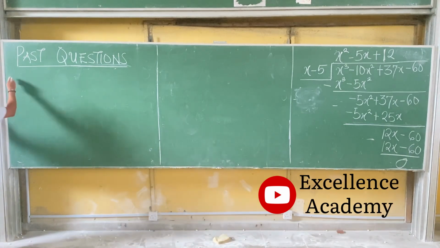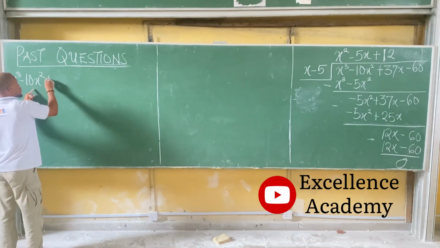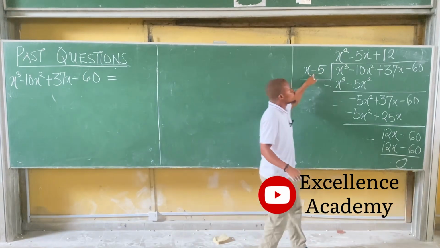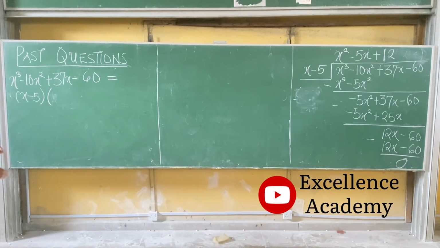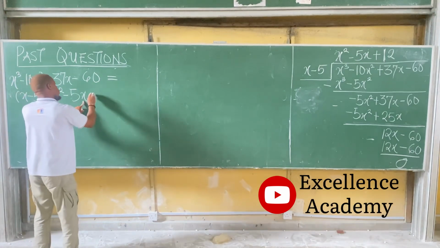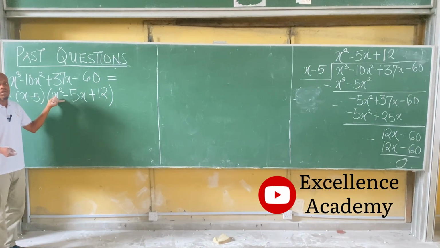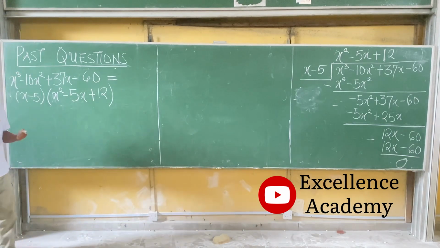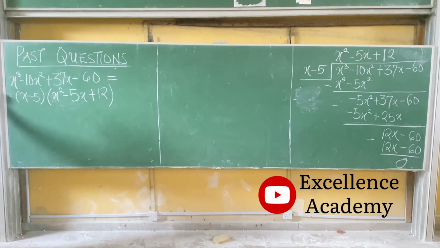Therefore, x cubed minus 10x squared plus 37x minus 60 is equal to x minus 5 times x squared minus 5x plus 12, right? Alright, so these are factors. But as you can see, I'm having a quadratic factor here. It simply means I can still factorize this. So let's factorize x squared minus 5x plus 12. Let's check for that.